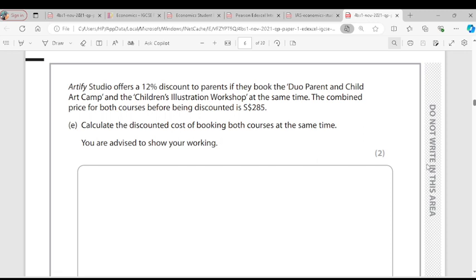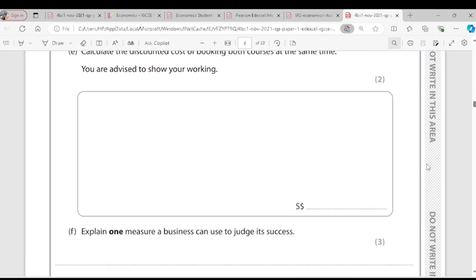So the working is here. The discounted cost is the total cost, 285, minus the discount given. The discount given is 12% on the price. So 12% on the price is 34.2. So 285, which is the cost, minus 34.2 gives us 250.80. So that's the answer. We'll move on.